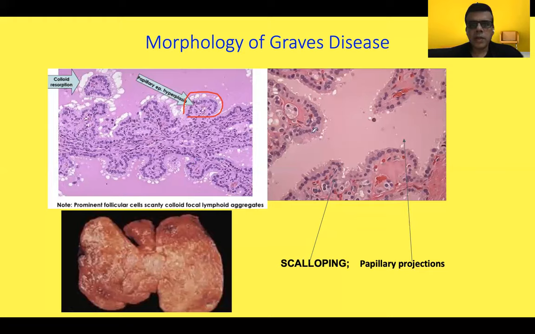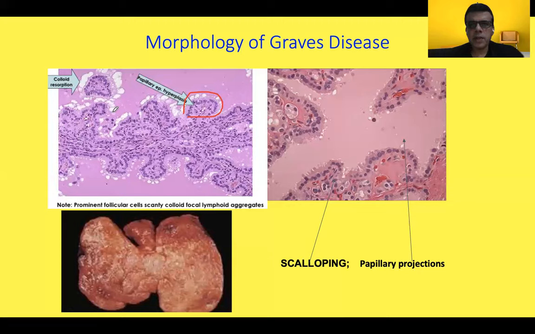So there is papillary epithelial hyperplasia. Grossly, it is remarked as diffuse symmetrical hyperplasia, and there is a scalloping of the colloid due to colloid resorption. These are the clear-cut features of Graves' disease in thyroid.